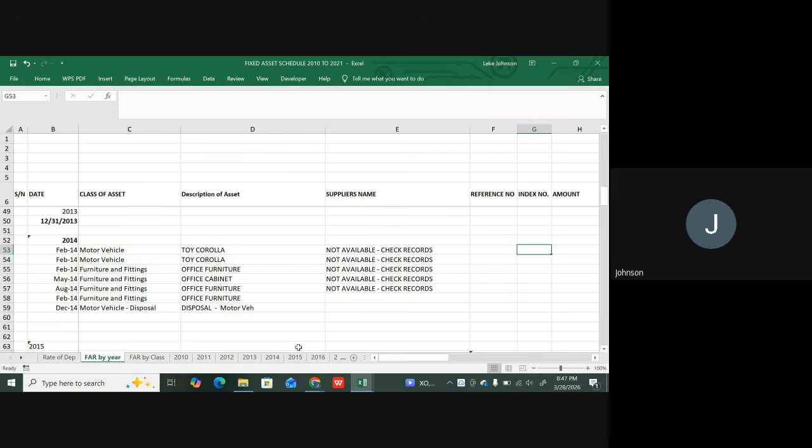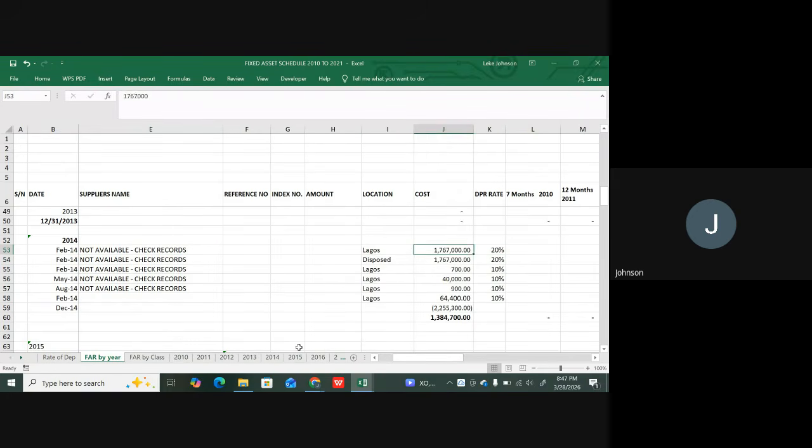For the motor vehicle that was purchased, it is a 20% depreciation rate. This is the cost, then this is the rate. So then what location is that motor vehicle? The location is in Lagos. Then I think another one was also, yeah, I think this is the one that was disposed. This one is in Lagos. The other one has been disposed, and that is what they brought down to the bottom to show the details of the disposal, okay? So let's now move on.